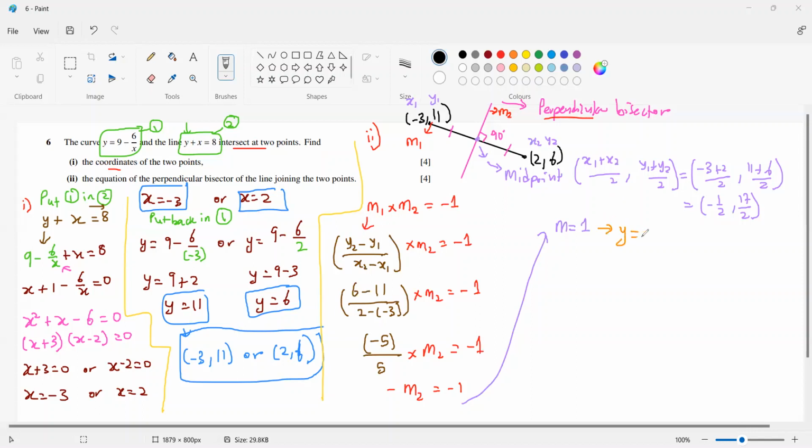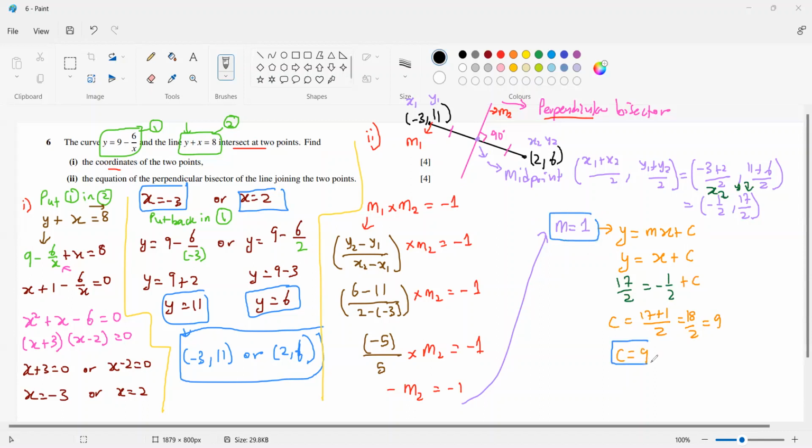Let's think about the equation of the line, which is generally y equals mx plus c. So y equals x plus c when m equals 1. At this point, we want to substitute the value of a point on the line into here. So x is -1/2 and y is 17/2. So 17/2 equals -1/2 plus c. Solving this, we get the value of c, which would be 17 plus 1 over 2, 18/2. c is 9.